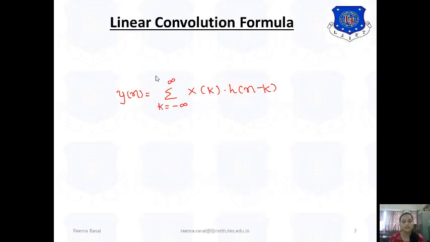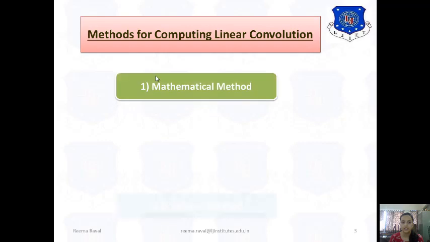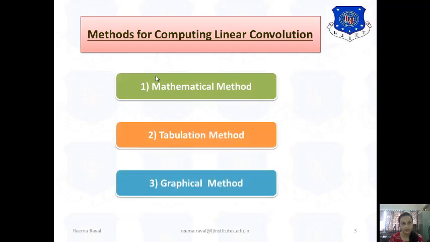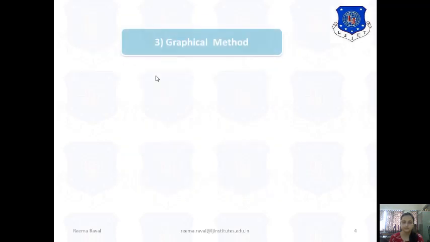So first of all, let us revise the linear convolution formula. The linear convolution formula is y of n equals summation of k equals minus infinity to infinity x of k into h of n minus k. Using this formula, we will place the values of n and k and find the instances. The methods for computing linear convolution are the mathematical method, tabulation method and graphical method, out of which we are doing the graphical method right now.